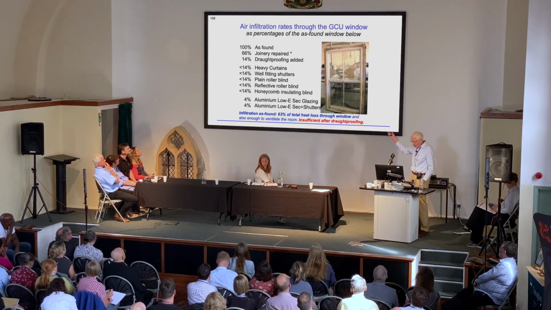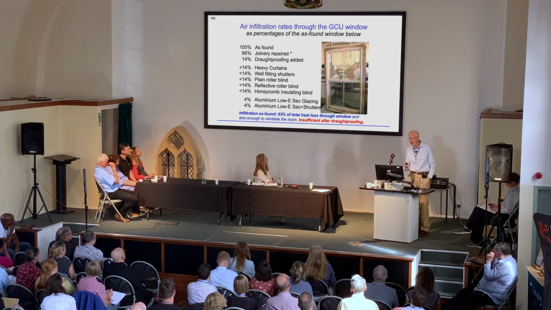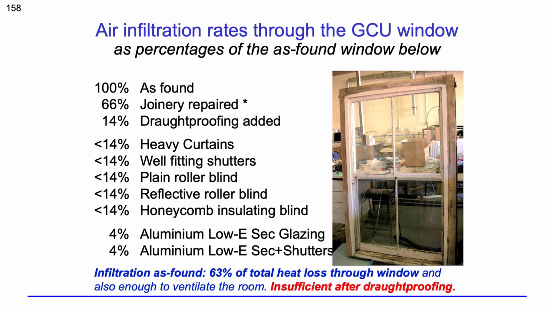Now, what you find with a Glasgow window is that if you repair the joinery as found, two thirds of the heat losses through this window were through air leakage. By the time they repaired the joinery, it was about half. But if you add draft proofing, you're suddenly down to a very much lower proportion, and you may not have enough air. So you might need to introduce a trickle vent, or introduce vacuum ventilation, maybe from another window, to get that working.